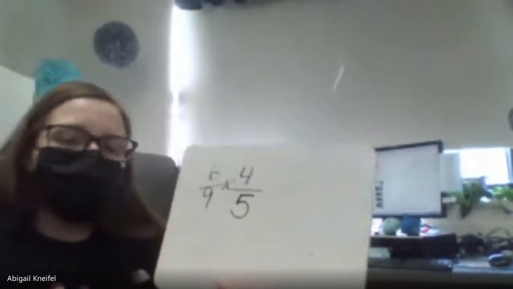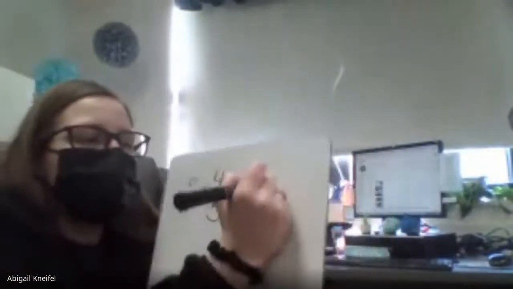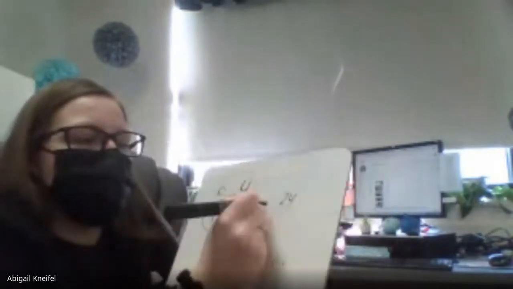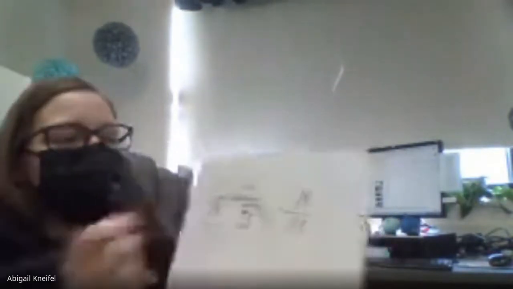All right, let's give it a try. There is no way to cross simplify, so we just have to multiply straight across. 6 times 4 is 24. 9 times 5 is 45. Now I have 24 over 45, and I bet lots of you stopped there. But guess what? You can go smaller.